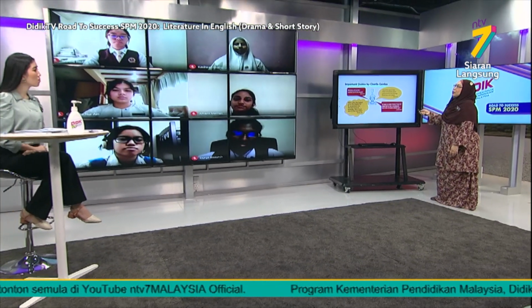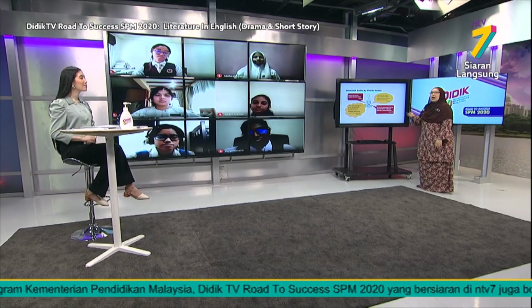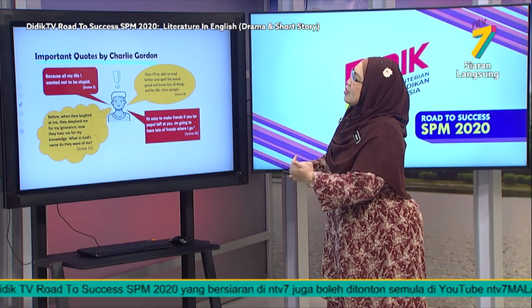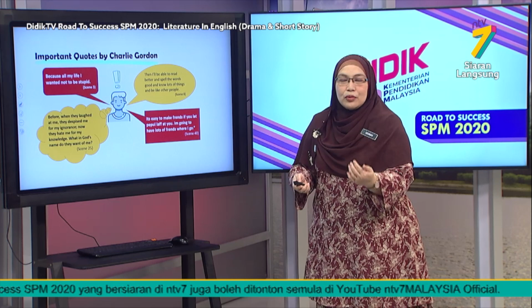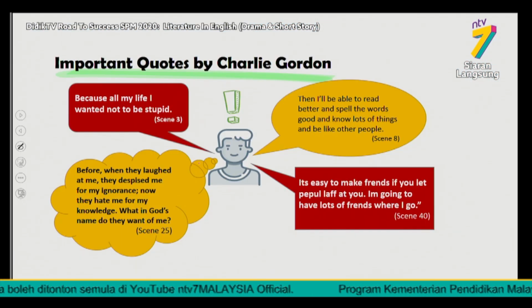These are some important quotes that I'm sure you ladies will remember we've discussed in class. All right, at the beginning of the play, before the operation, you find that Charlie says, because all my life I wanted not to be stupid. He realizes that in order to be accepted, to have more friends, he should do this operation. He says, I'll be able to read better. I'll be able to spell the words good. I'll be able to know lots of things and be like other people.